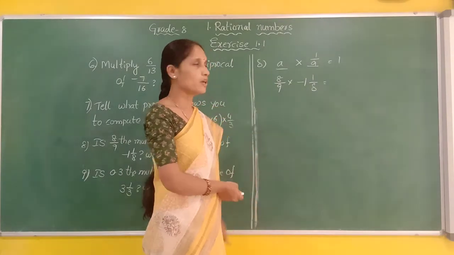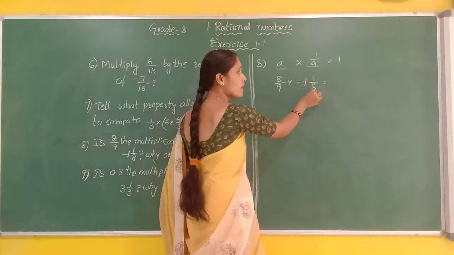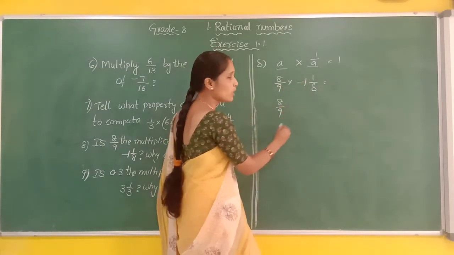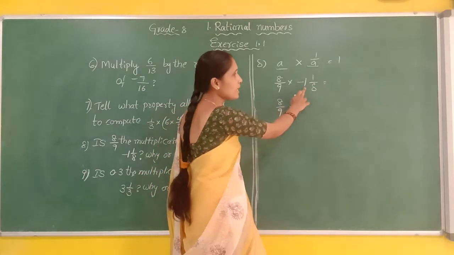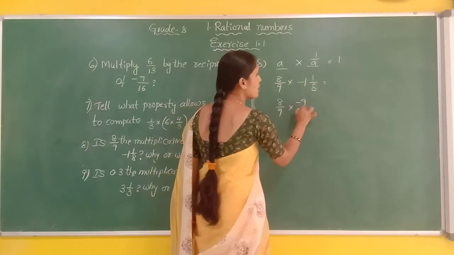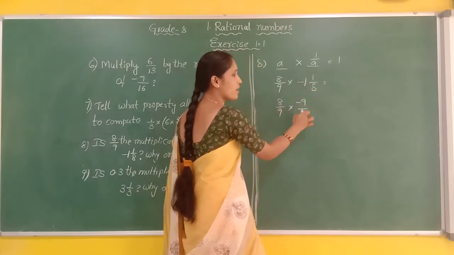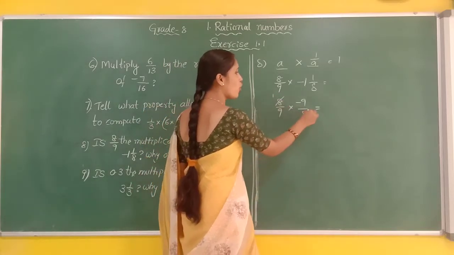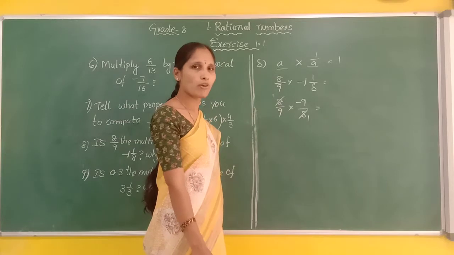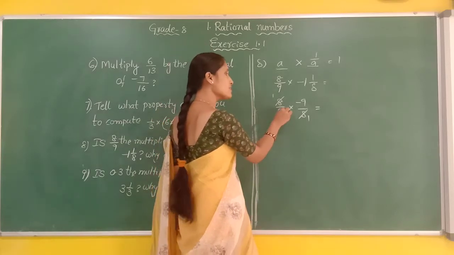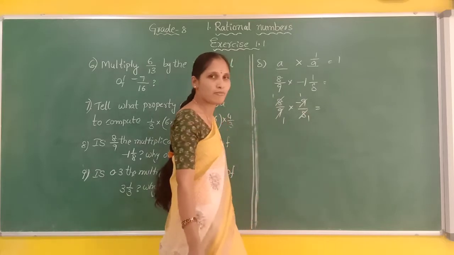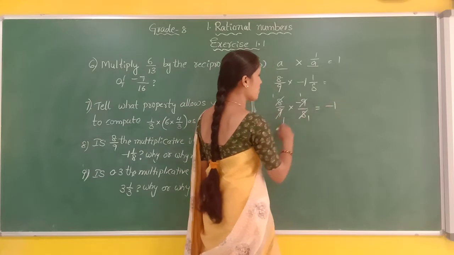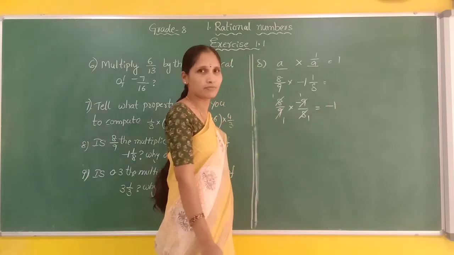Okay, let's say this minus 1 by 8 is a mixed fraction, convert it into improper: minus (8 times 1, plus 1), that is minus 9 by 8. Okay, multiply these two numbers. Numerator 8 and denominator 8 cancel by 8, the common factor. The denominator 9 and numerator 9 also cancel by 9. Then the value is equal to minus 1 by 1, that is minus 1.